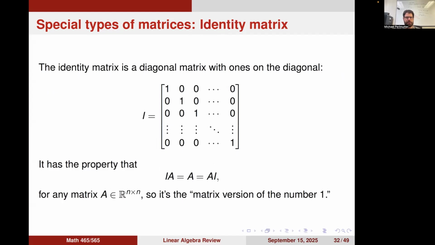And there's actually this very special choice of diagonal matrix where all of those diagonal entries are 1. This matrix is called the identity matrix, and it has the property that I times A is equal to A times I is equal to A for any n by n matrix A. In other words, it can be thought of as the matrix version of the number 1 because multiplication by it doesn't do anything.